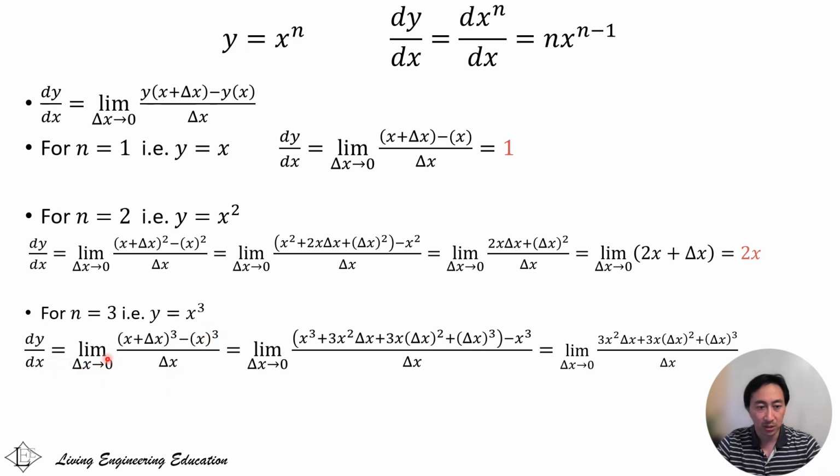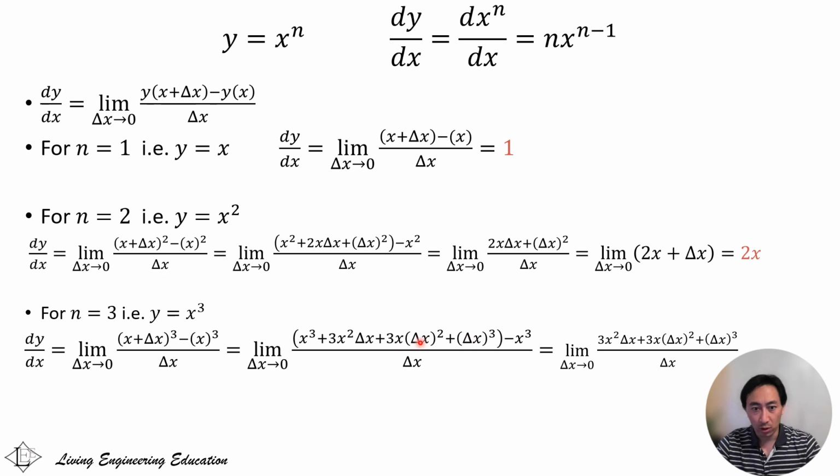So we got dy/dx is equal to (x plus delta x) cubed minus x cubed, right? Hopefully you see a pattern now, divided by delta x. Expand this cubic using Pascal's triangle. Then we get x cubed plus 3x squared delta x plus 3x delta x squared plus delta x cubed, right? So that's the full expansion minus x cubed from the y of x term.